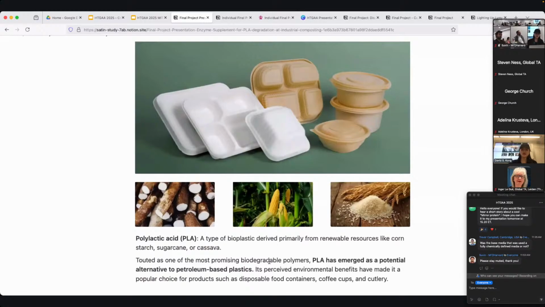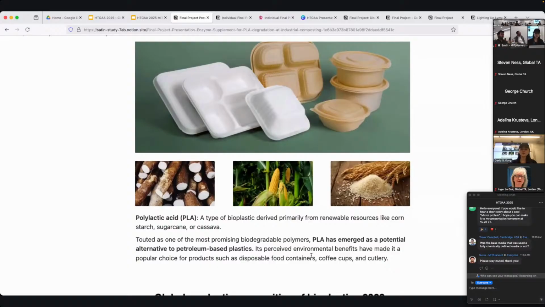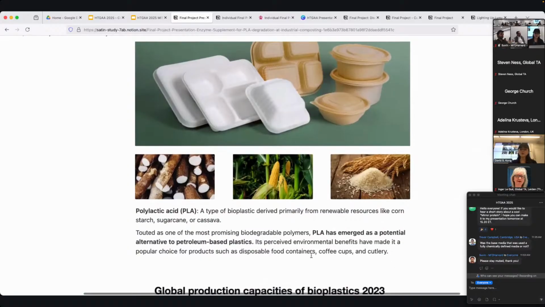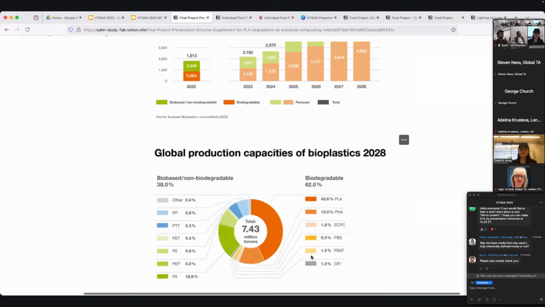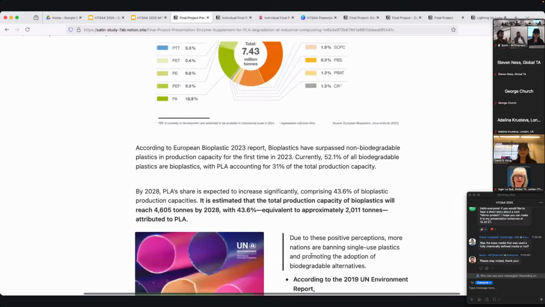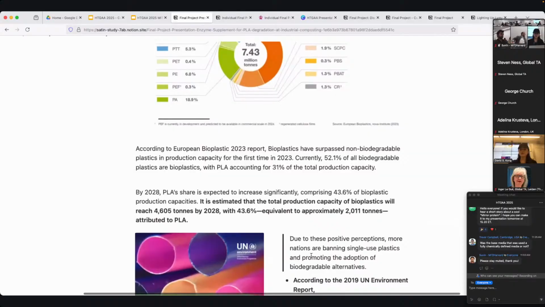PLA is a type of bioplastic derived from starch, a renewable source, and it is known as one of the most promising biodegradable polymers. Because of this positive perception, its production capacity is estimated to grow to 4,605 tons by 2028, which is a lot. Out of that, 2,011 tons will be attributed to PLA.